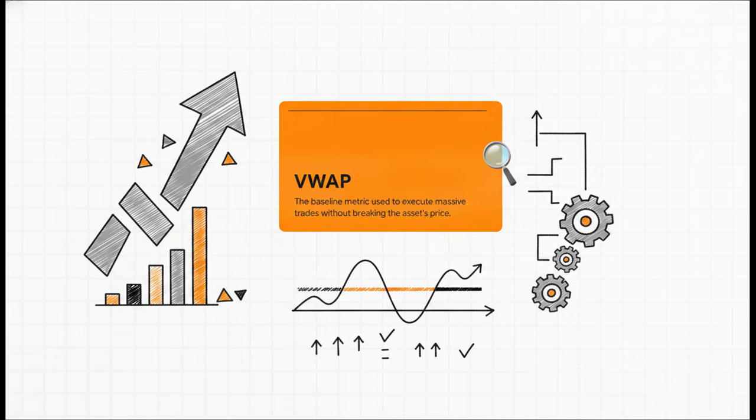You see, institutions aren't necessarily trying to buy at the absolute lowest bottom like a retail trader might. They're simply trying to leave footprints that are better than the day's average price. If their algorithm can successfully execute a massive order below the VWAP, blending right in with normal volume, they consider that a massive win for their clients.